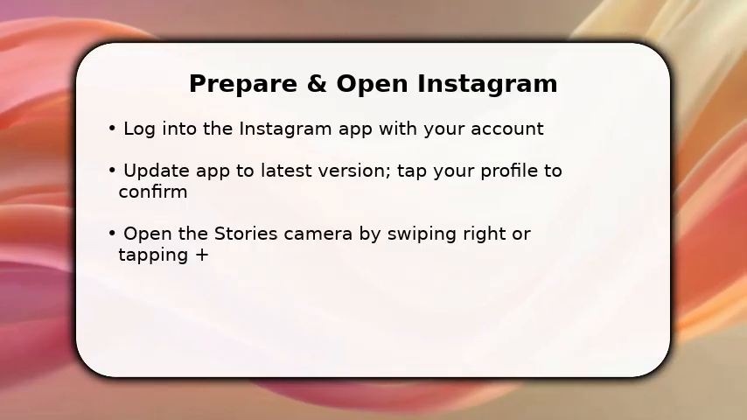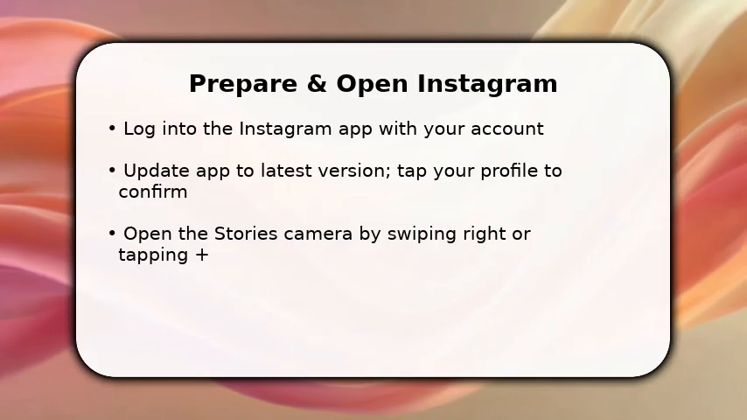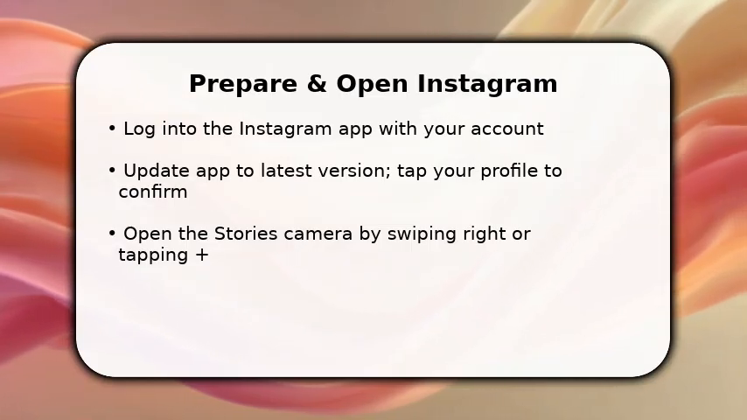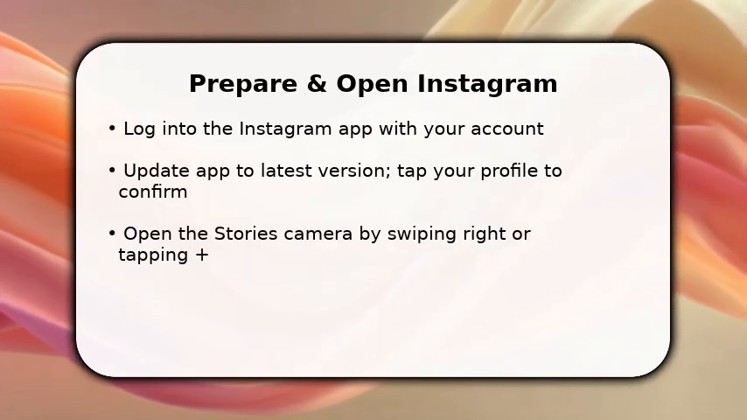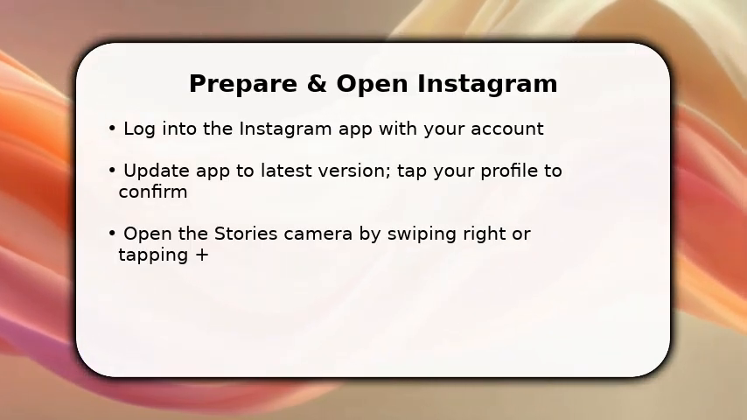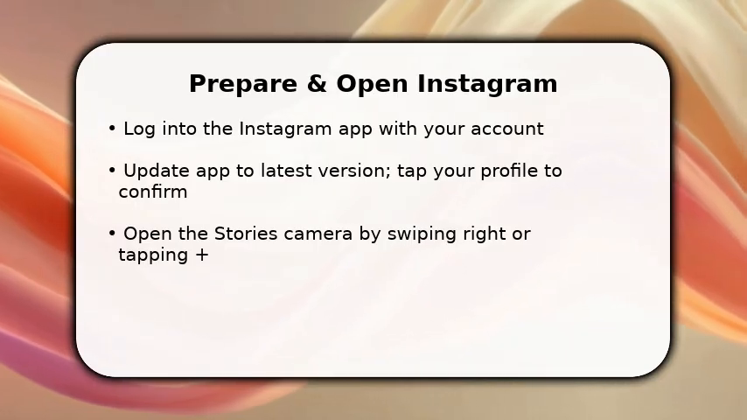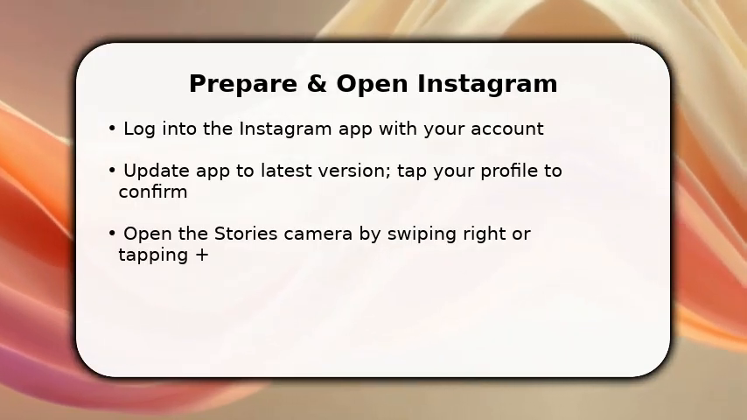You start by making sure you're in the Instagram app and logged in. This saves time and avoids permission prompts. Once done, confirm the app is up to date so features appear. Now open the Stories camera by swiping right or tapping the plus sign and selecting Story. This is where the share sticker lives.